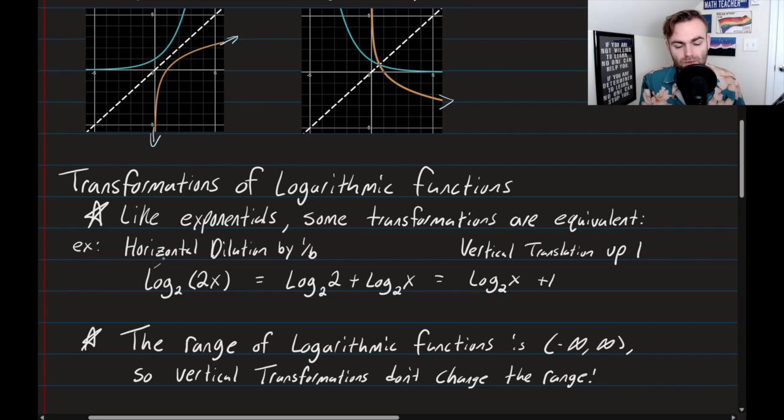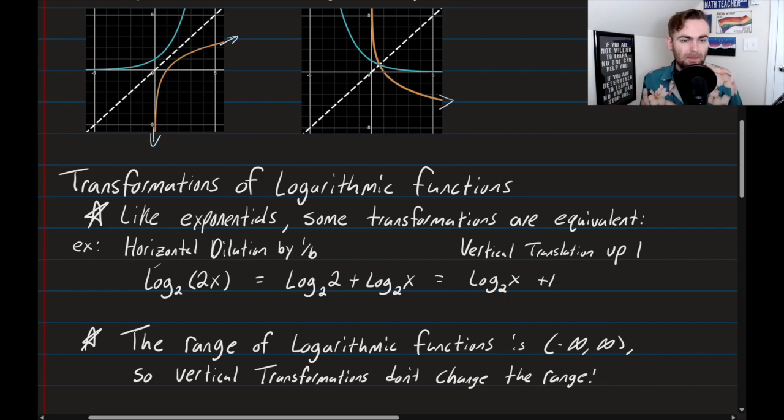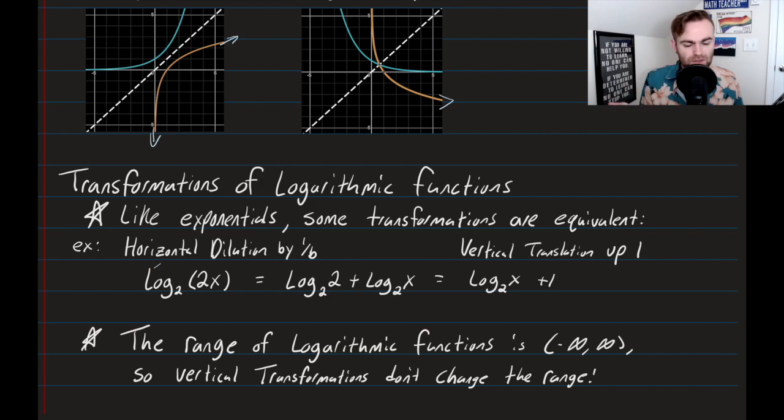One weird behavior occurs when we have a horizontal dilation by a factor of 1 over b. In this case, b is 2. And we haven't necessarily talked about all of the different properties of logarithms, so you'll get to play around with this a little bit later, but log base 2 of 2x is equal to log base 2 of 2 plus log base 2 of x, which means that a horizontal dilation by 1 over b is the same thing as a vertical translation up by a factor of 1, or a unit of 1. So, kind of interesting.